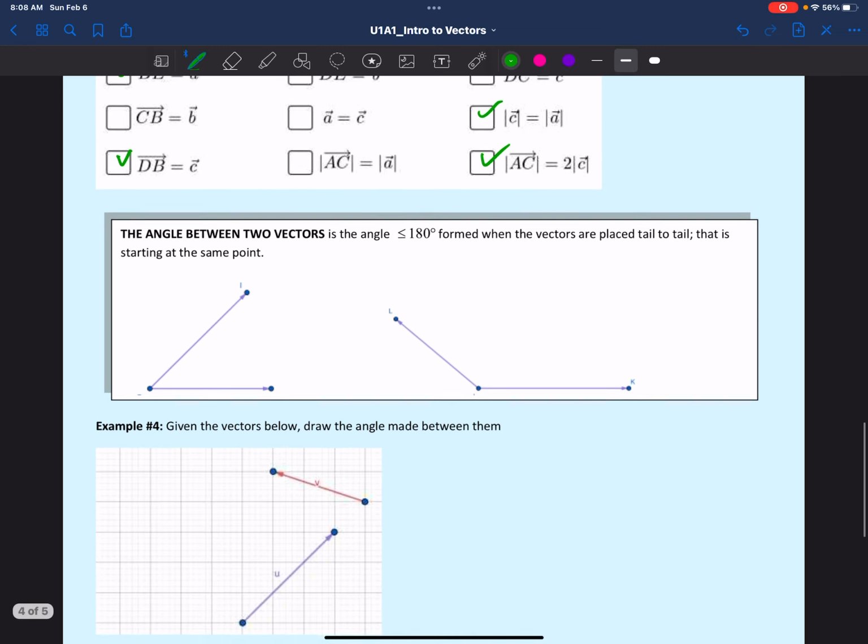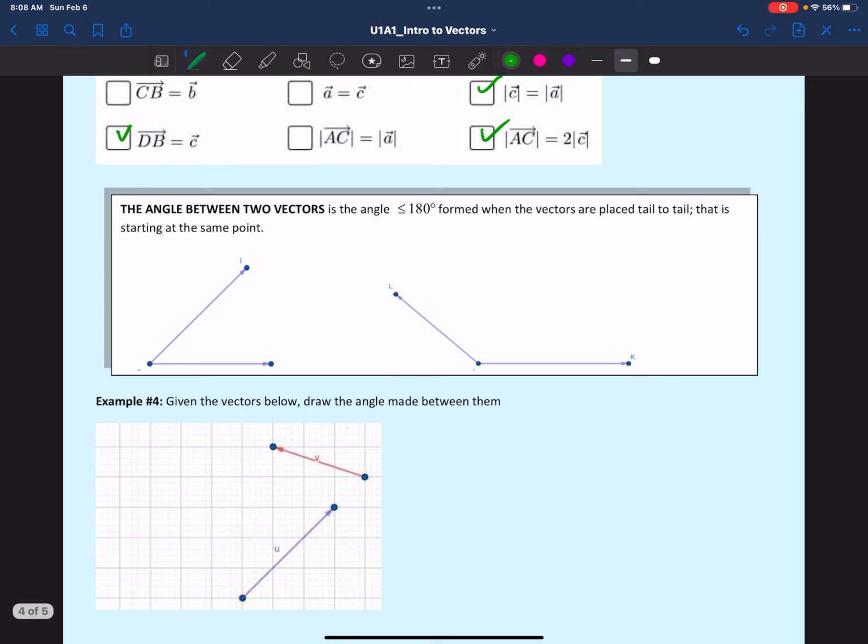Now, the angle between vectors. It is very useful for us to understand what it means to draw the angle, or to find the angle between two vectors. So we need to know how to draw it first in order to be able to solve the problem, obviously. So suppose that we have two vectors in here. We have this vector, which I'm going to call vector M, and this vector here, which is vector L.